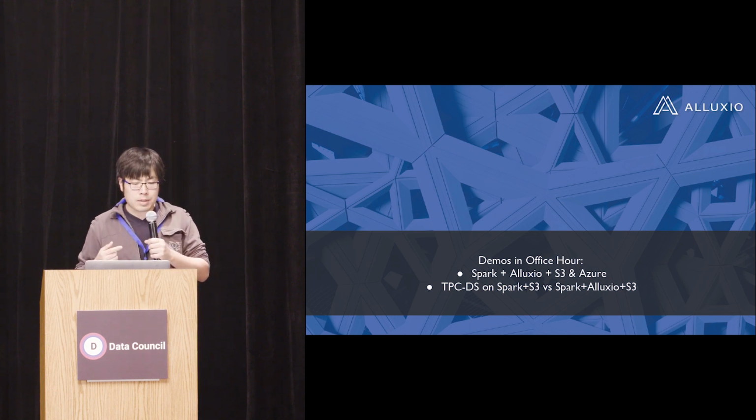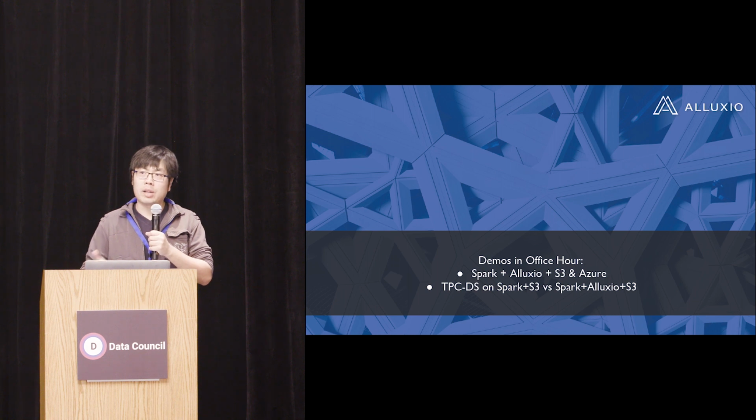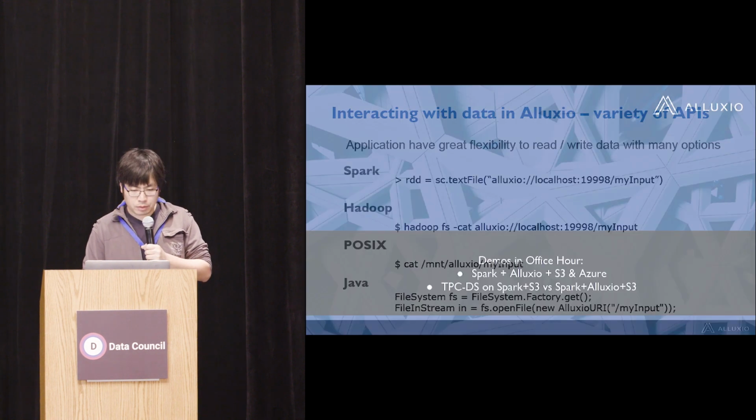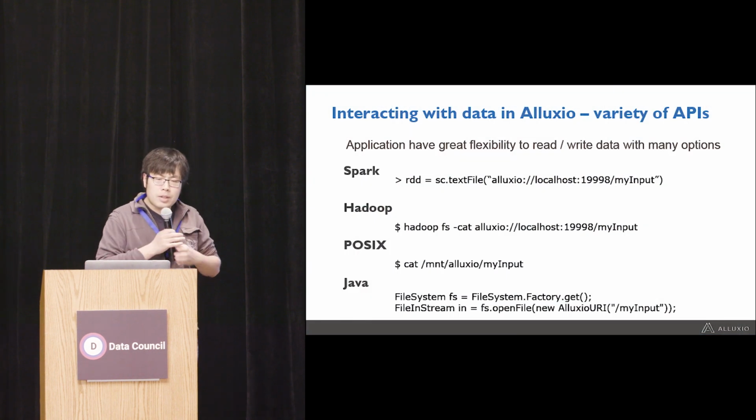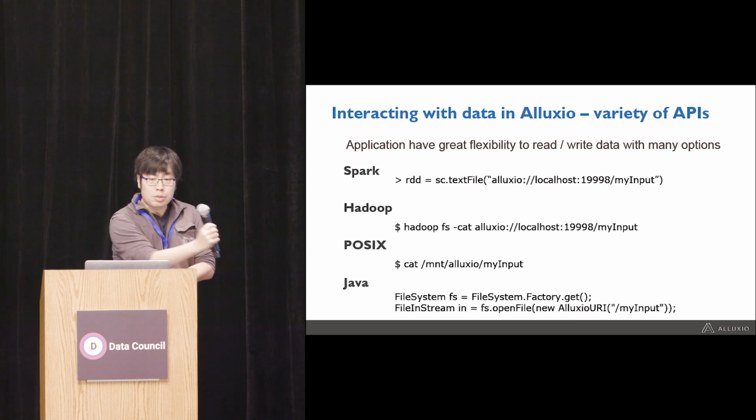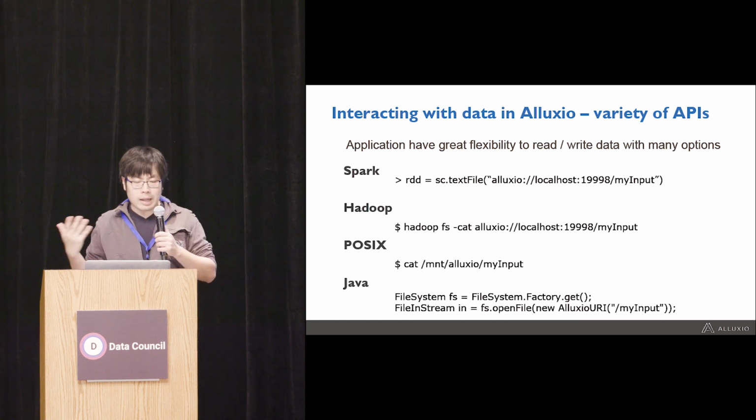And I will also run some TPC-DS benchmarks to show the performance benefits if you run Spark on S3 versus Spark on Alluxio on S3, and see how much benefit you can get by having data cached co-located with the compute side. So there are some more details related to how you can use a layer like this.